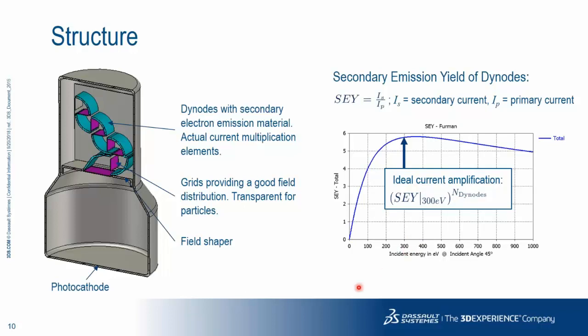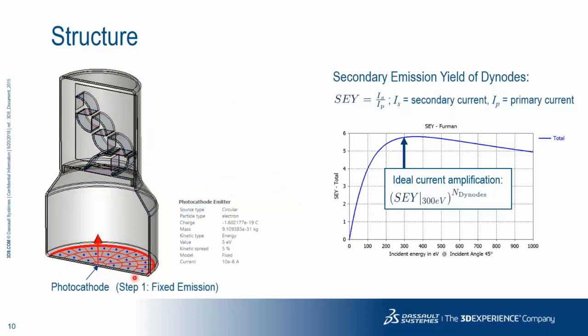For the first studies, the photoelectric effect is not taken into account, but as emission source is just a fixed emission assumed from the surface with a no energy value and a certain kinetic spread here. As input current, I've used 10 microamps, which is already quite high if you remember that the photomultiplier is used in principle for low light scenarios, so for low current situations.